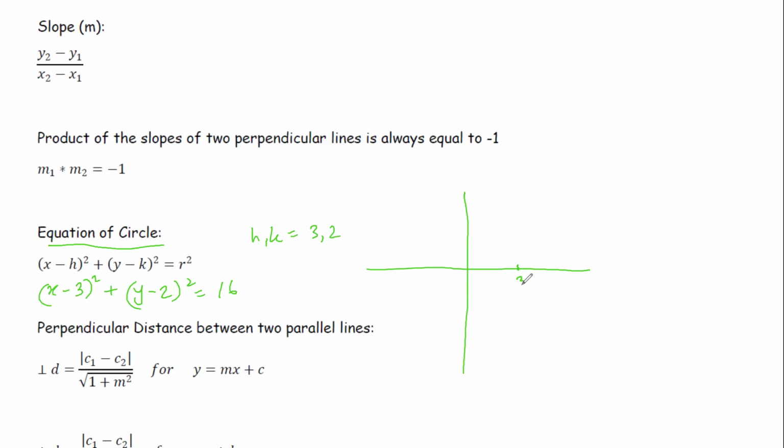So at 3 and at 2, you have your center of the circle with radius 4, because r square is 16. So r square is 4 square. So radius is 4. So 4 units, you take a 4-unit circle like that. Understood? Where this is the center 3 and 2. And that's the radius 4.